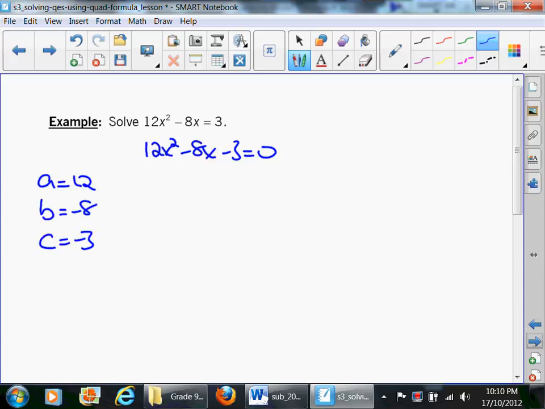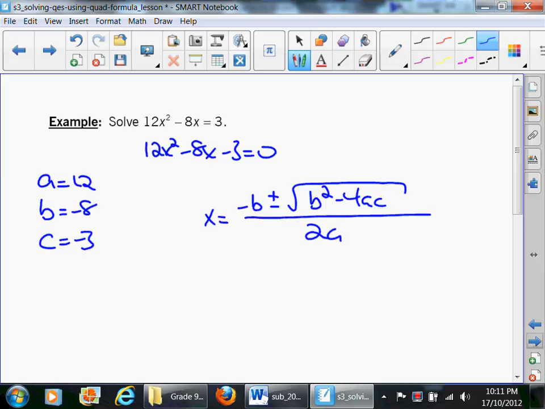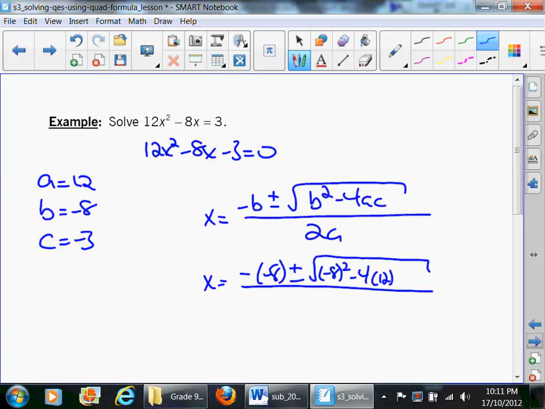So now, using the quadratic formula, we know that x is equal to negative b plus or minus the square root of b squared minus 4ac all over 2a. So, negative b is negative negative 8 plus or minus the square root of negative 8 squared minus 4 times a, which is 12, times c, which is negative 3, all over 2 times 12.